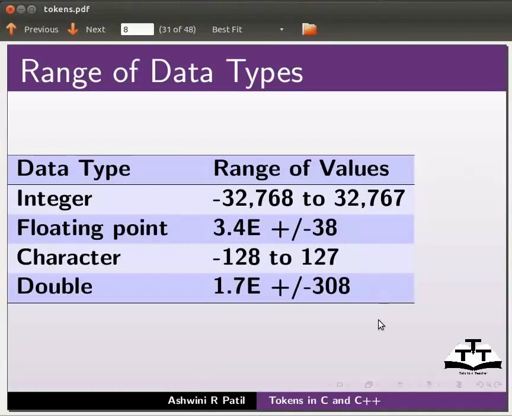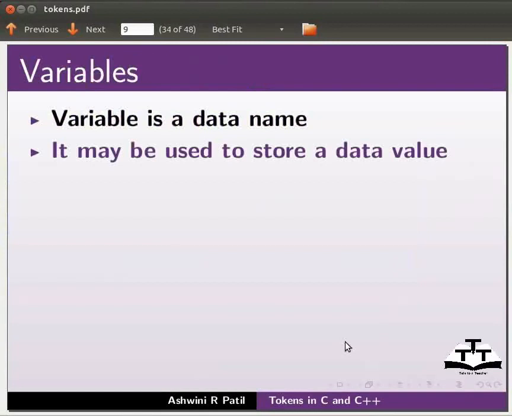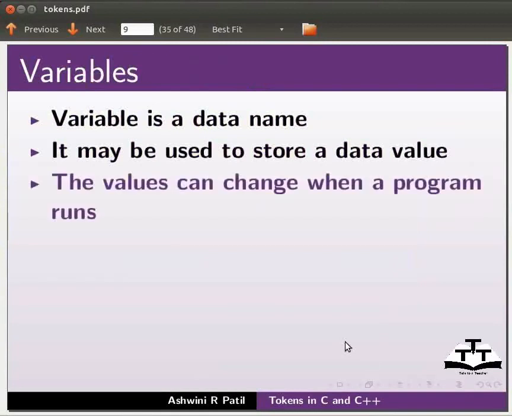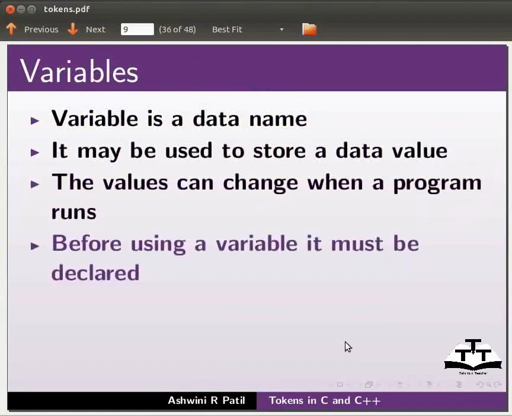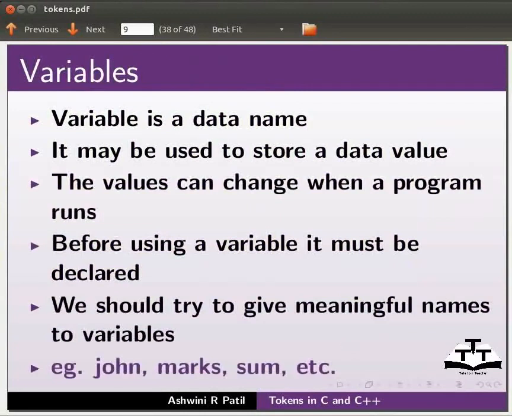Now we will move on to variables. Variable is a data name. It may be used to store a data value. The values can change when a program runs. Before using a variable, it must be declared. We should try to give meaningful names to variables. Example: John, marks, sum, etc. Now we will move back to our program.